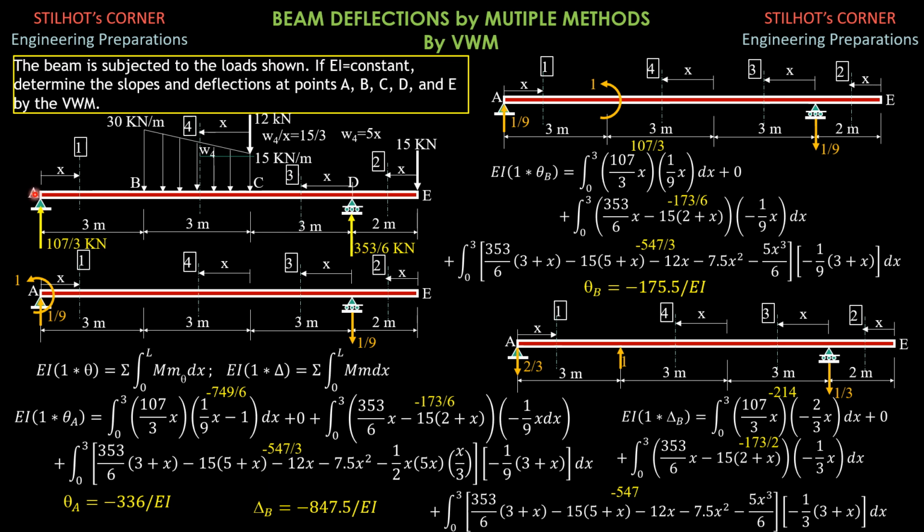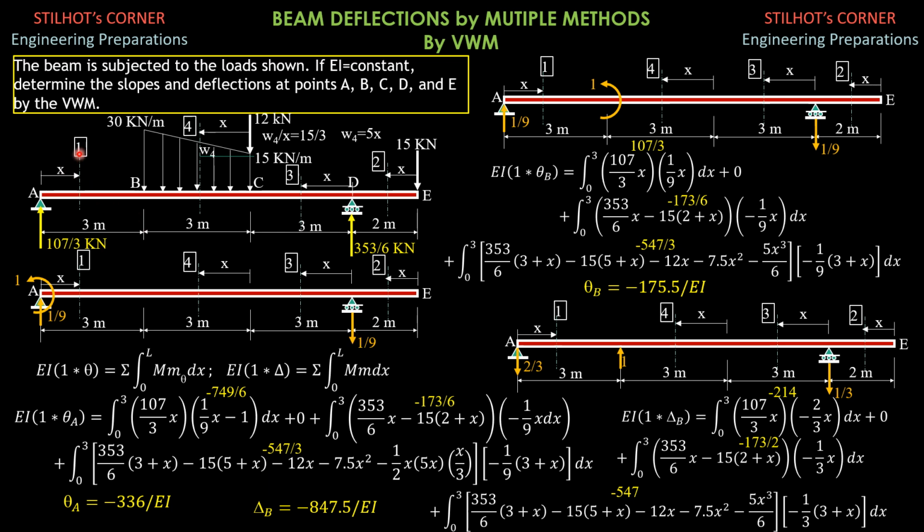So first, for the slope at A, the positive direction of slope is counterclockwise, so that's why by the virtual work method, I apply a unit load here, which is a counterclockwise couple of unit 1 kilonewton meter. Then the reactions would be reaction at A times 9 equals 1, so this is 1 over 9 upward. Then of course, this should also be 1 over 9 downward at B.